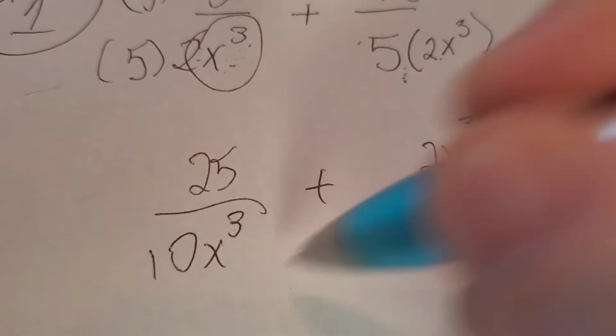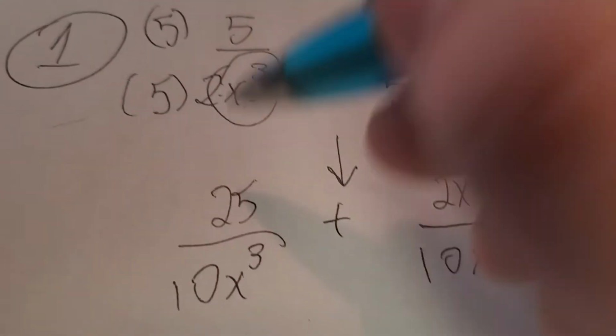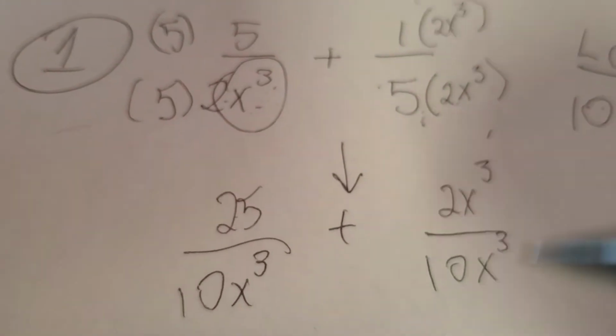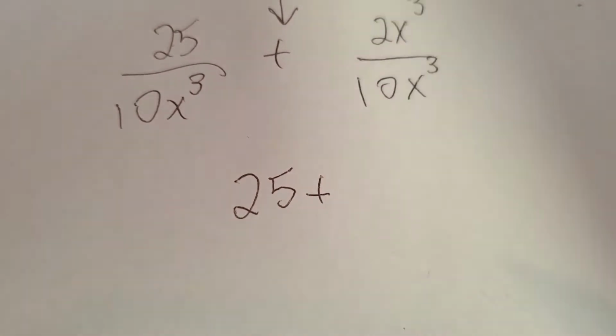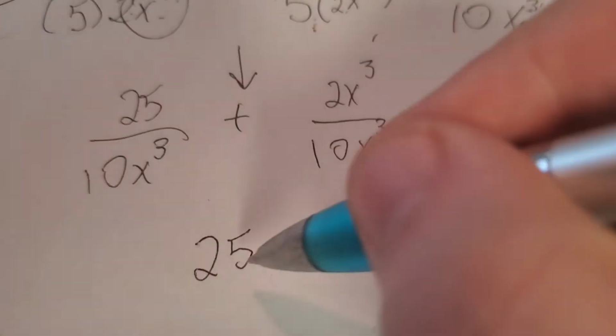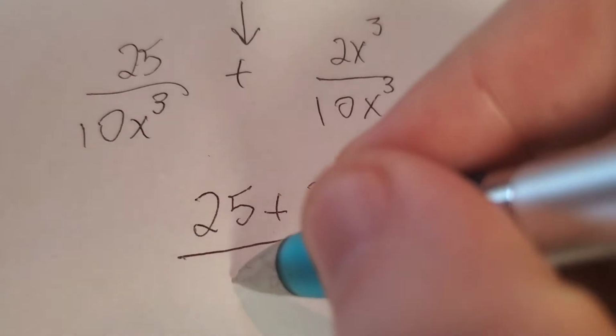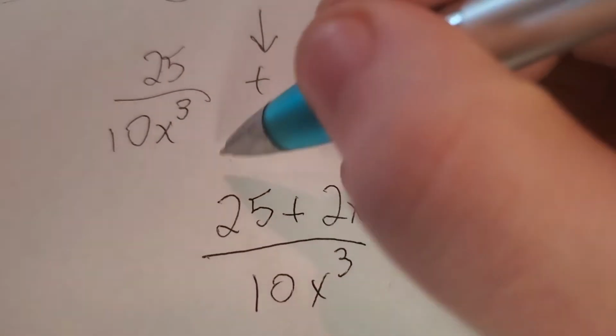Now, if the denominators are the same, we know we can combine the two. So we're just going to take the numerators here and add them together. I'm going to take the 25 and I'm going to add the 2x to the third, and I'm going to put that all over my LCM. Okay, and there you have it.